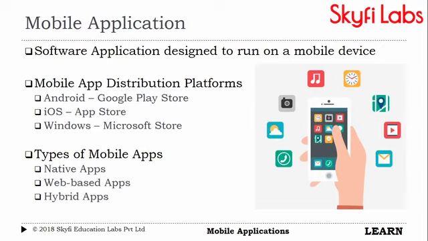Hybrid apps are a mix of native and web-based apps. These are made to support web and native technologies across multiple platforms. These apps are easier and faster to develop for multiple operating systems. Despite such advantages, hybrid apps are slower in speed and performance.